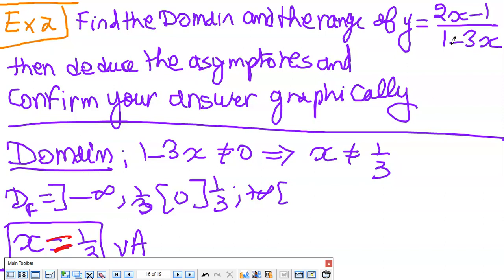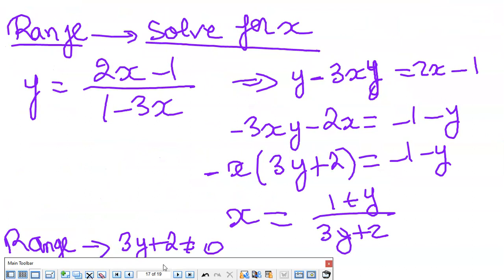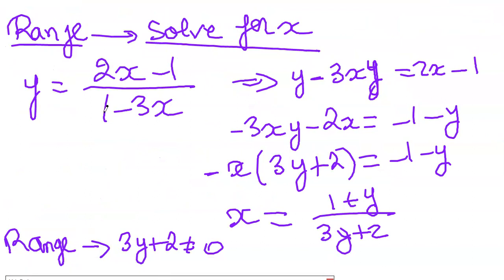How are we going to find the range? We're going to solve for x. So we'll change it and write it in the form of x is equal to an expression in terms of y. Now I will cross multiply. I will have y minus 3xy is equal to x minus 1. My objective is to write x is equal. So I will isolate the variables. I will write x alone in one part and y in the other part. So here there is x, here there is x. So minus 3xy minus x is equal to minus 1 minus y.